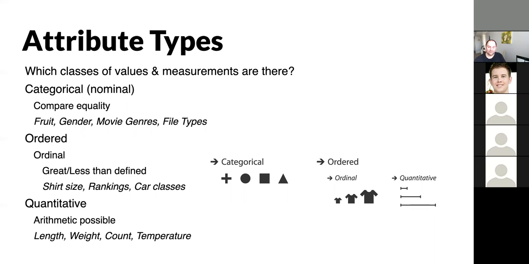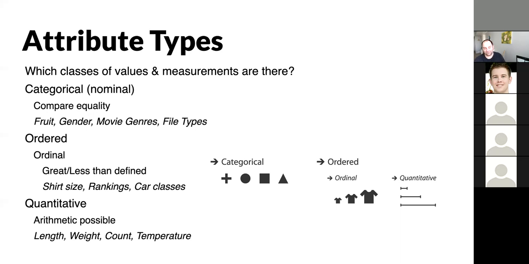Whereas with order types, you still cannot define explicit quantities, but you can define whether something is larger or smaller. For example, you can have shirt sizes like small, medium, large, X large, or rankings or car classes. There is no explicit "this is three times as large," but there is an order to them.